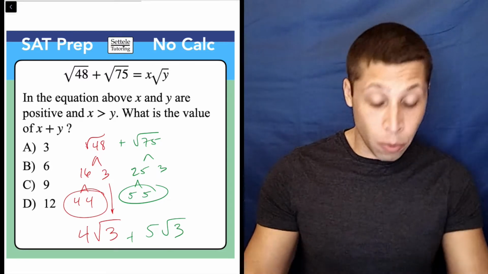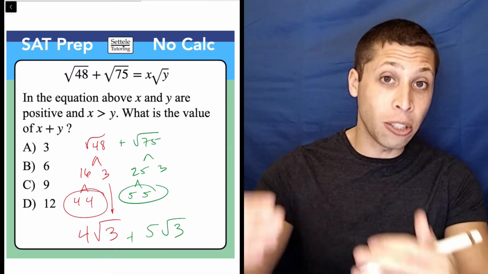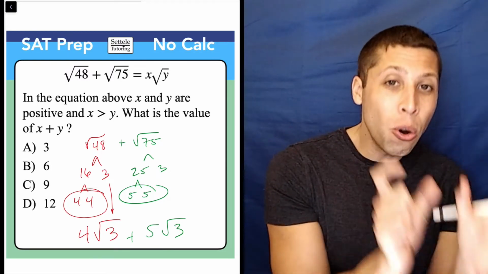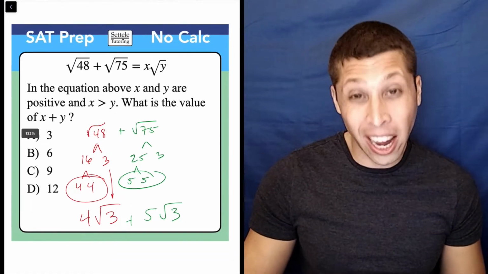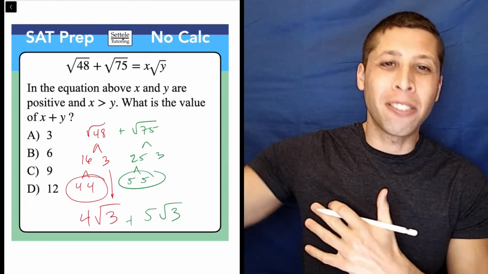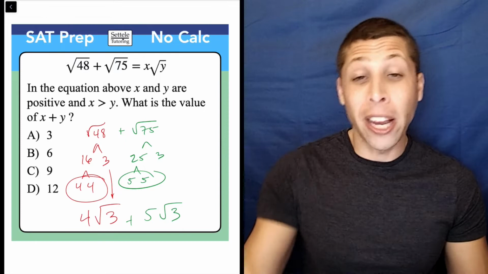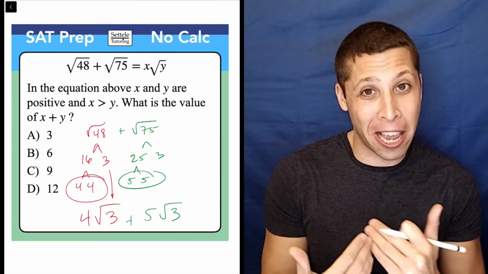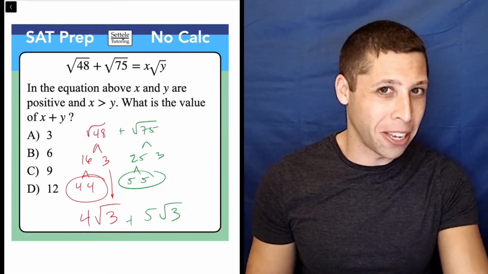And so the only way we can really add radicals is when the radical component is the same. So this is kind of like a more advanced version of adding fractions, right? You need the common denominator to be the same. This is kind of behaving in a similar way.